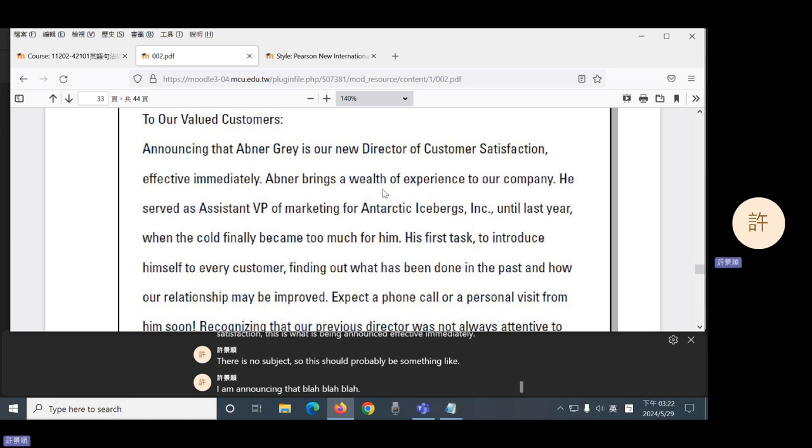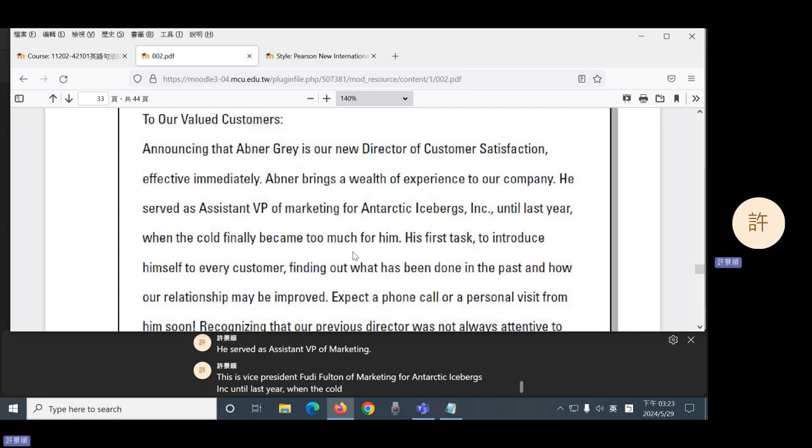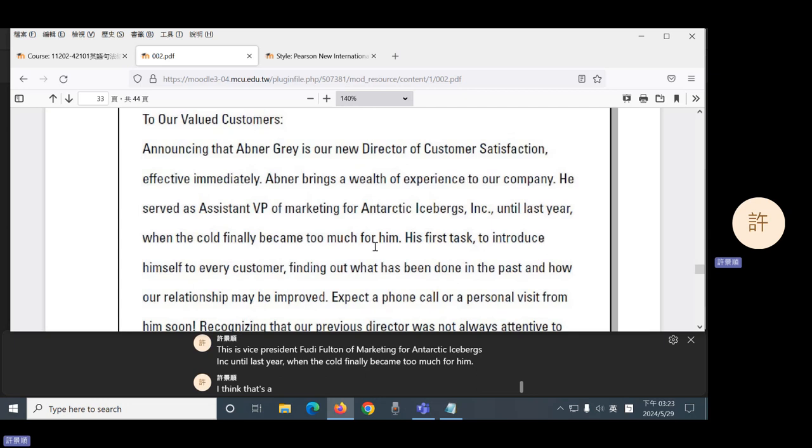"Abner brings a wealth of experience to our company." Good sentence. "He served as assistant VP of marketing." This is vice president, VP, of marketing for Antarctic Icebergs Inc. "until last year, when the cold finally became too much for him." I think that's a good sentence.